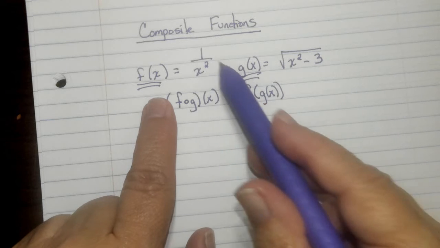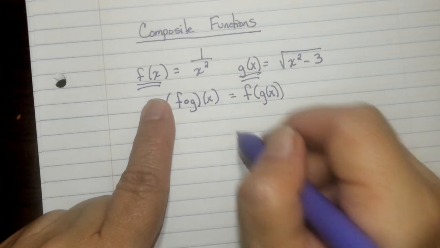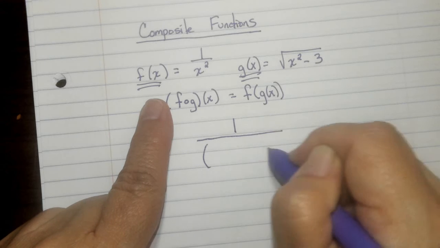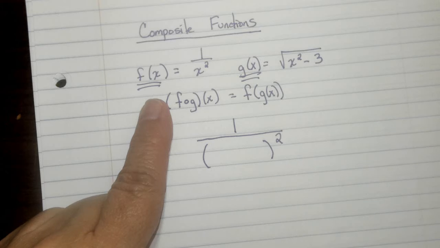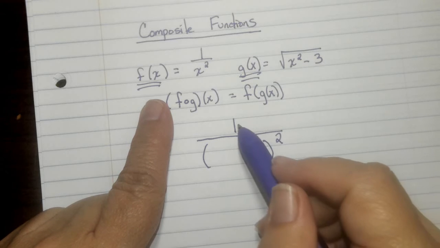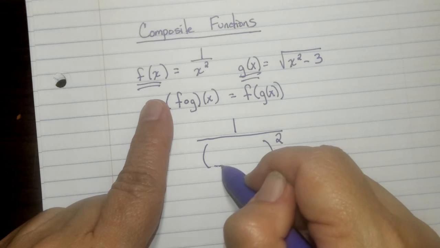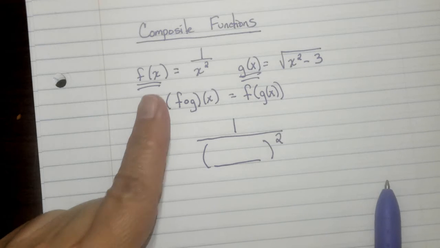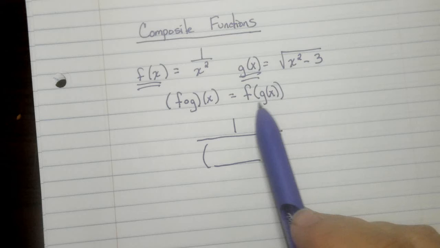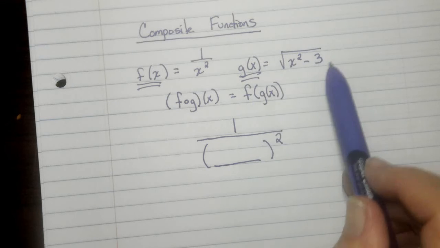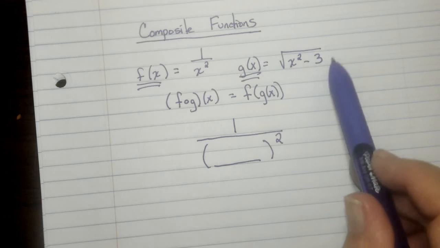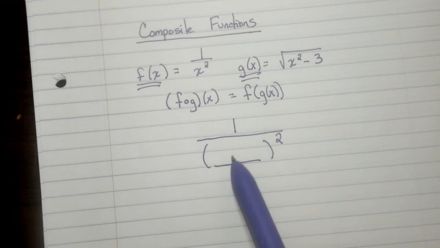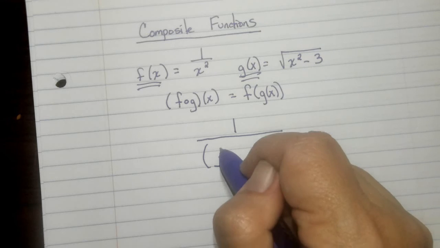So my basic frame is going to be my f of x. So it's 1 over something squared. Right? 1 over my input squared. So x just represents your input. But if I'm doing f of g of x, then my g of x becomes my input. So I put this right here where the x was.